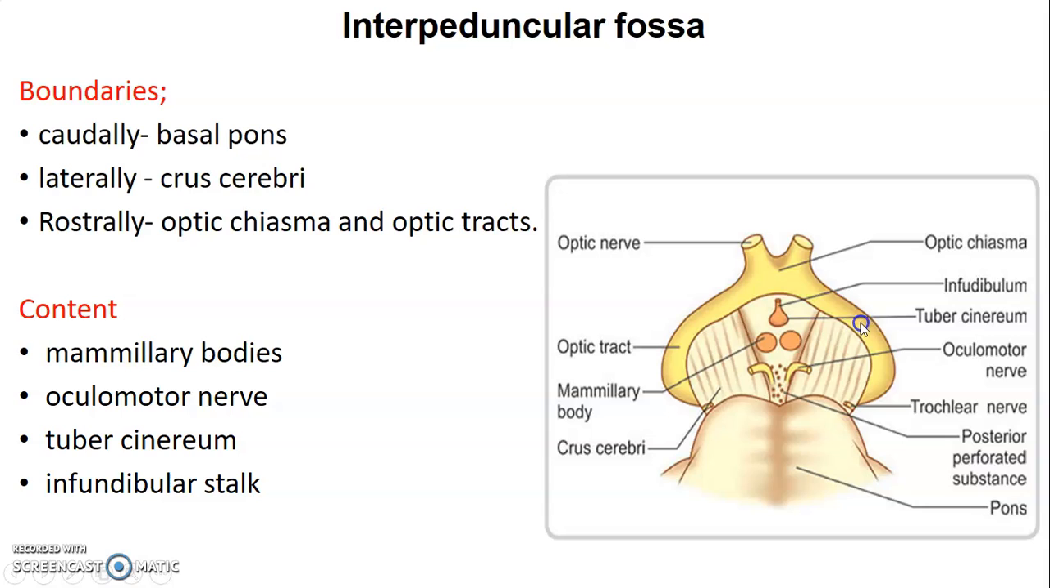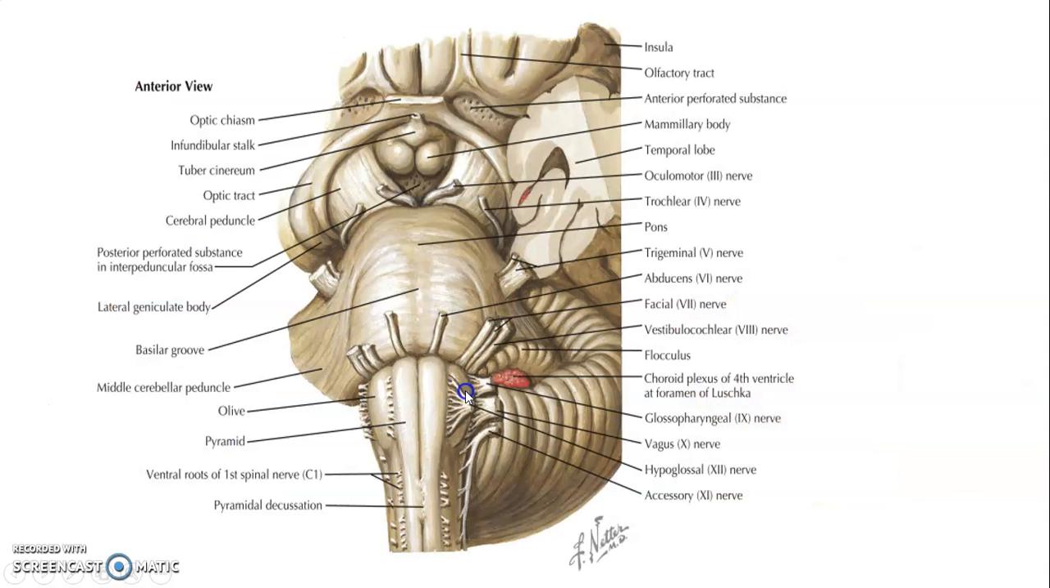So what is contained within the interpeduncular fossa? We have the mammillary bodies, where my arrow is pointing. We have the oculomotor nerve, the tuber cinereum, and the infundibular stalk that connects the hypothalamus to the pituitary gland. Again, that shows you the interpeduncular fossa.